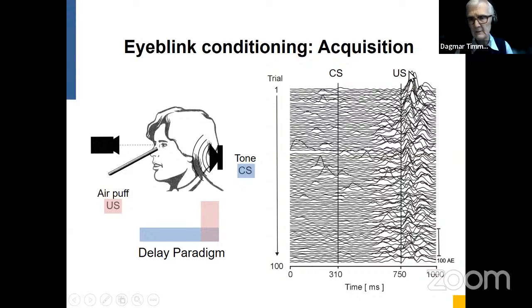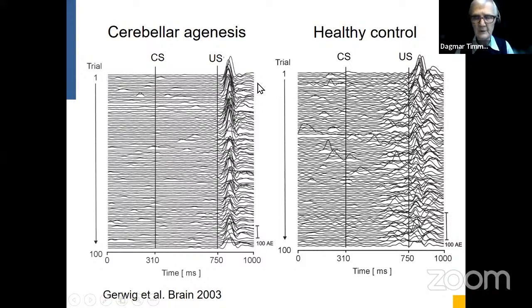At the beginning, there was only EMG activity related to the US, which is the simple eye blink, brainstem evoked. And then after 20 or 30 trials, there are conditioned responses. So EMG responses after the CS, prior to the US. And in this patient born without a cerebellum, she doesn't develop any conditioned responses. So she has unconditioned responses. The blink reflex itself, the brainstem circuit, is fine, but she doesn't learn that the CS predicts the US, and she never closes her eye prior to the US.